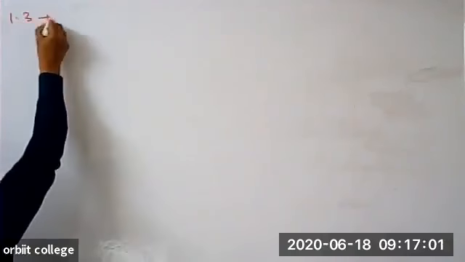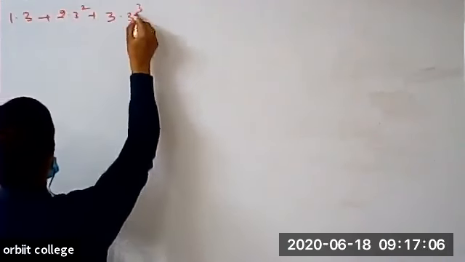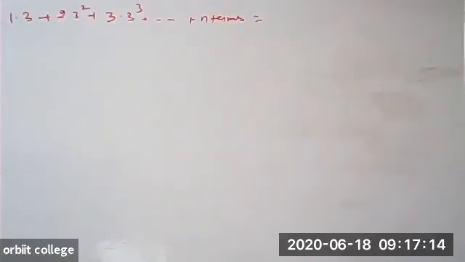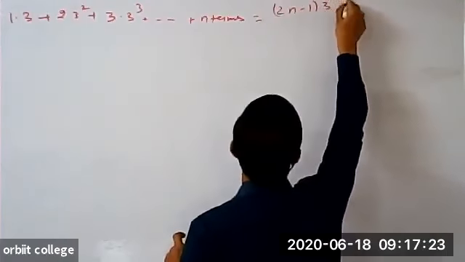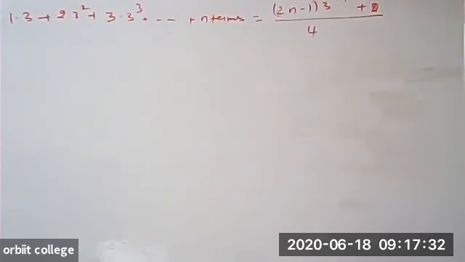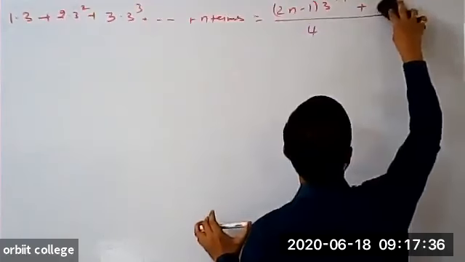So please answer me. Now the question is like this: 1 into 3 plus 2 into 3 square plus 3 into 3 cube plus so on to n terms equals (2n minus 1) into 3 power n plus 1 plus 3. Yeah, children, this is the question.